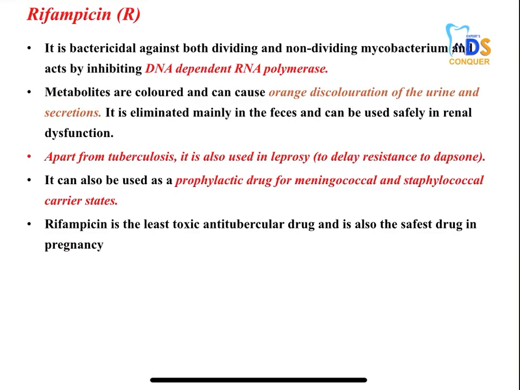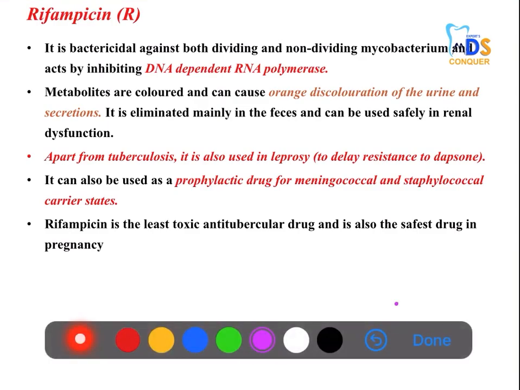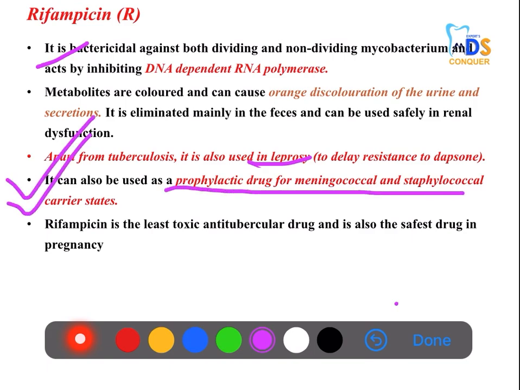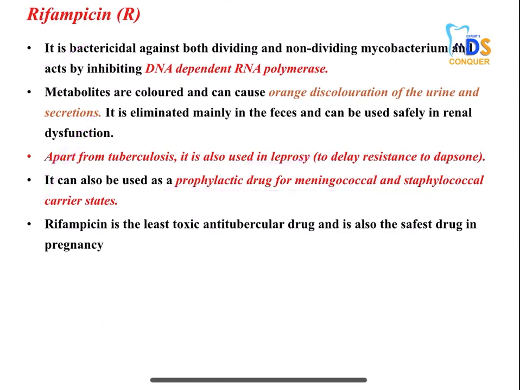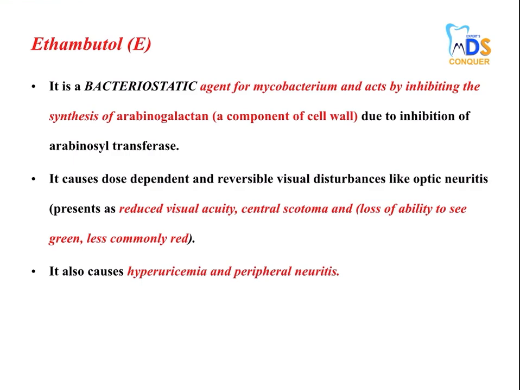Next, rifampicin. Orange color discoloration of urine, I think you know, and it inhibits DNA dependent RNA polymerase. Apart from tuberculosis, it is also used for leprosy and can be used as a prophylactic drug for meningococcal and staphylococcal carrier states. It is the least toxic anti-TB drug and safe in pregnancy. All the points posted here related to rifampicin are quite important.